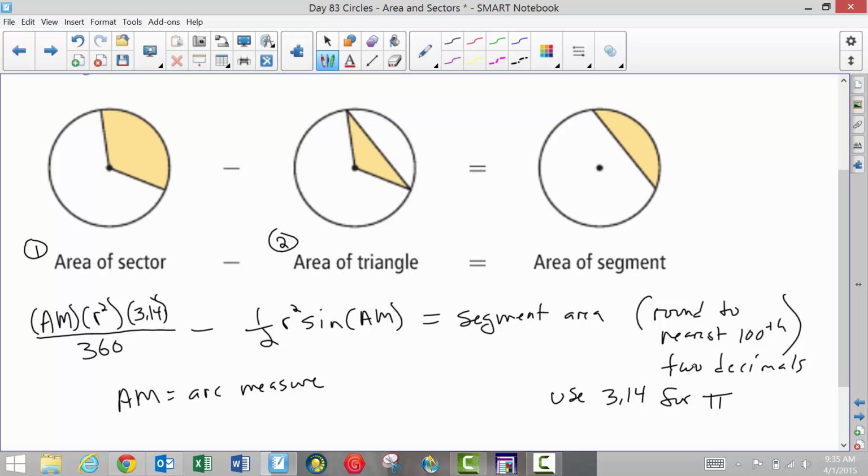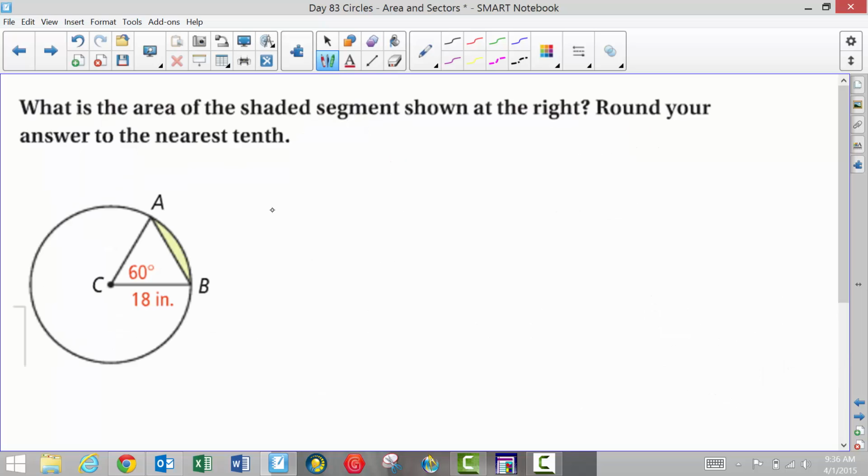Why? Because I want to round my answers to the nearest hundredth, which is 2 decimal places. So the only time you're going to use 3.14 in your calculator is if I ask you to round, or you're trying to find the area of a segment of a circle. Okay, so it's your pizza slice minus the triangle equals your area of the crust. So let's apply it. So I want the segment area to the nearest tenth, okay? No, we're not going to do nearest tenth, we're going to do hundredth.